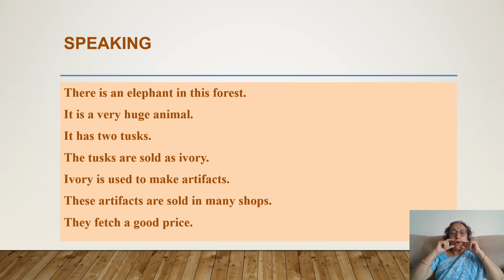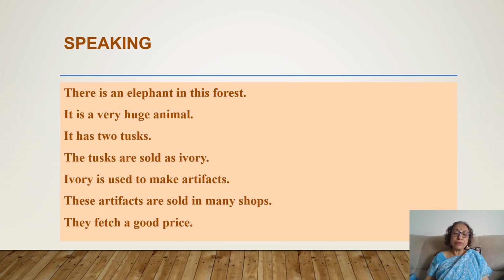Tusk is the long thing which comes out of the elephant. If you've seen an elephant, you will find that not all elephants have tusks. They say African elephants have better and greater tusks. But even in India, we have many elephants which do have tusks. The tusks are sold as ivory. So that long white tooth, two teeth which come out, are called tusks, and they are sold as ivory. The material which it is made of is very precious.